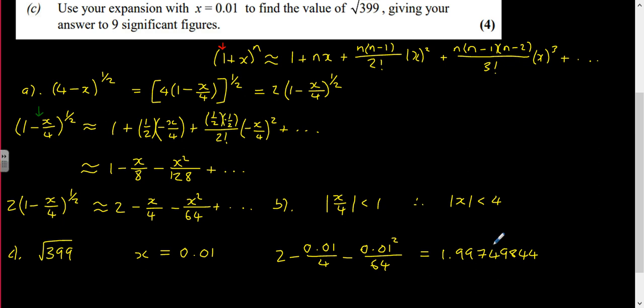Now, you can see from this is nowhere near the square root of 399 because, using our estimation skills, that's nearly 400, so we'd expect it to be nearly 20.